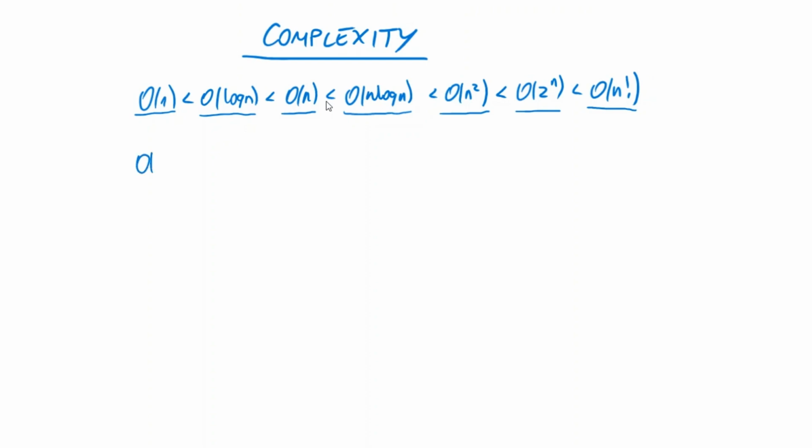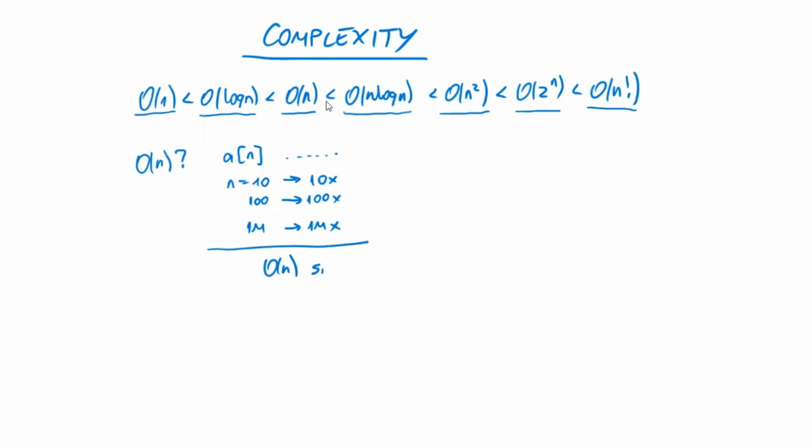What does it mean that some algorithm has, for example, big O of n complexity? If we have some array of n elements, it means that we need n places in memory for our array. So if n is equal 10, we will need 10 places in memory. If n is equal 100, we need 100 places in memory. If n is 1 million, we need 1 million places in memory. So this is an example of big O of n space complexity.